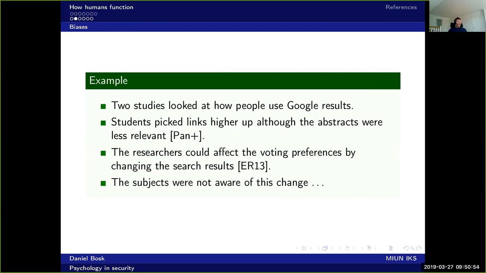And in a similar study, they also modified the search results. But in this case, the researchers looked into voting preferences and how they could affect people's opinion about things. And the researchers found that by changing these search results, they could affect the subject's voting preferences without the subjects being aware of this change. So it was very subtle and, of course, very dangerous from a democratic perspective.